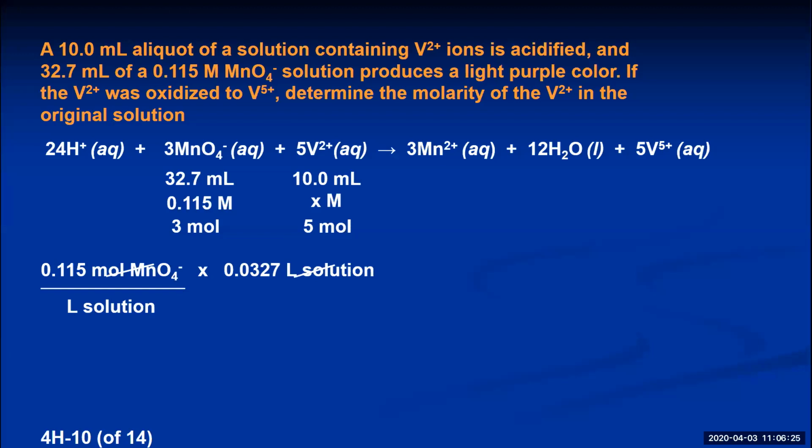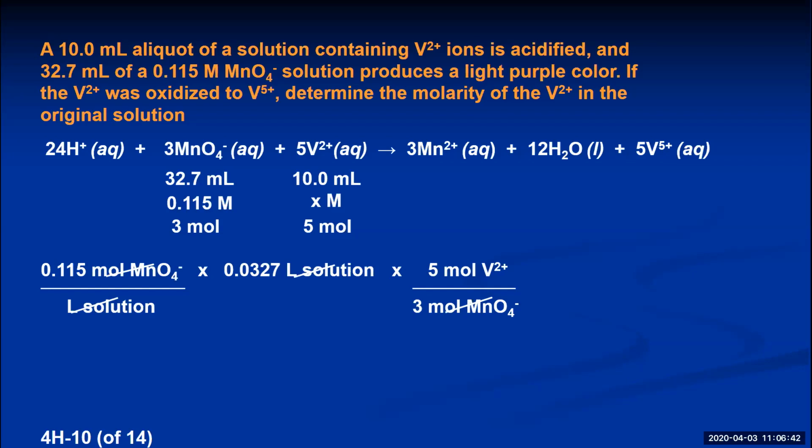Second step, mole ratio in the balanced equation. To cancel out the moles of permanganate, 3 moles of permanganate on the bottom, 2 moles of vanadium 2 ions on the top. Now they're canceled out, and we now have moles of vanadium 2.